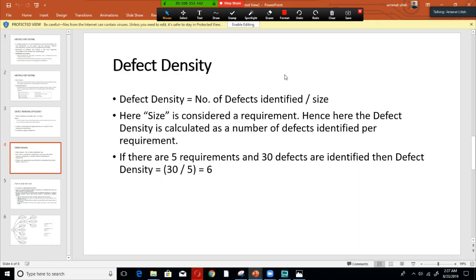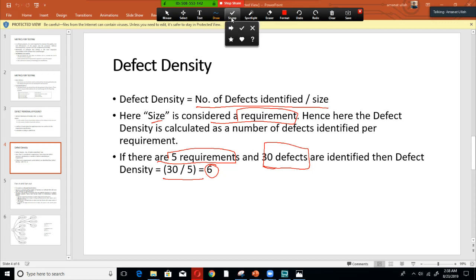So now let us look at defect density. Defect density is the number of defects identified divided by size. Here size is considered as the number of requirements. So here we have 5 requirements and 30 defects. For this example, the defect density will be 30 divided by 5, which is 6.